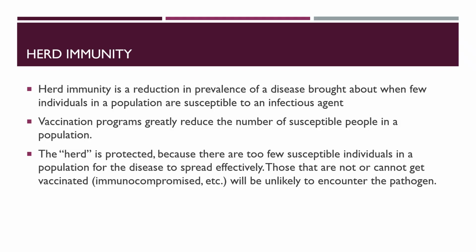What we're trying to create is herd immunity. This is a reduction in the prevalence of a disease brought about when few individuals in the population are susceptible to an infectious agent. Vaccination programs greatly reduce the number of susceptible people in a population. The herd is protected because there are too few susceptible individuals in the population for the disease to spread effectively. Those that are not or cannot be vaccinated, for some medical reason, immunocompromised or whatever, will be unlikely to encounter the pathogen. You basically want to keep it from spreading, and you keep it from spreading by immunizing as many people as you possibly can.